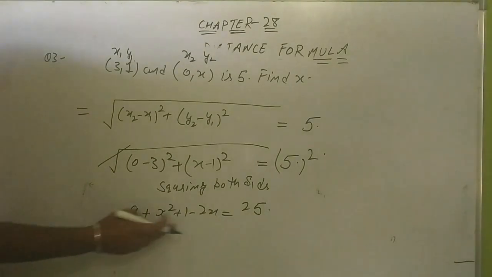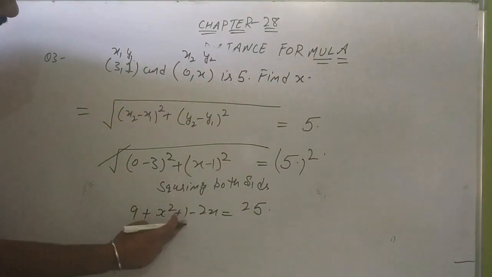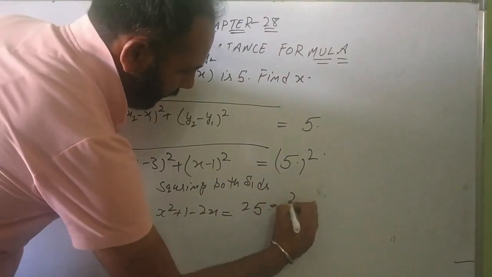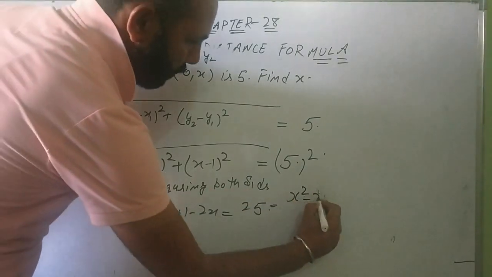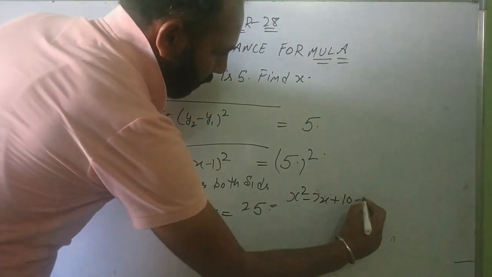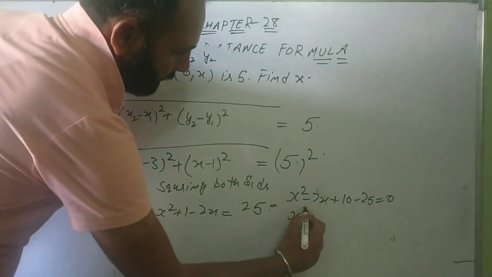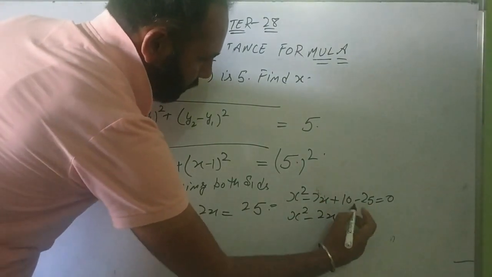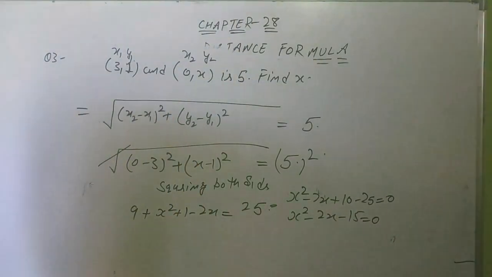Now 25 को इधर ले आओ, ठीक है। 9 plus 1 कितना हो गया बेटा, 10, that is equal to x square minus 2x plus 10 minus 25 is equal to 0. Solve: x square minus 2x, 10 minus 25 gives minus 15, is equal to 0.